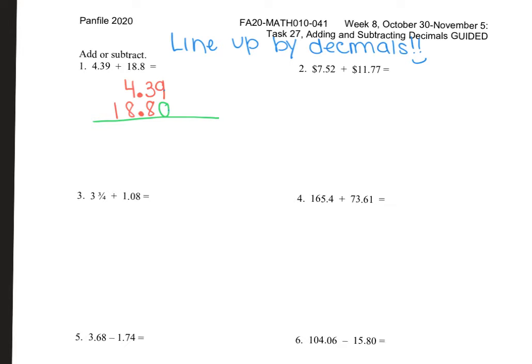So 9 plus 0 is 9. 8 plus 3 is 11. Carry the 1. We're going to drop that decimal down. We can do it right away, just like with the division piece last video. We could pop it up right away. 8, 4, and 1 is 13. Carry the 1, and then I get 2. So my answer is 23 and 19 hundredths.